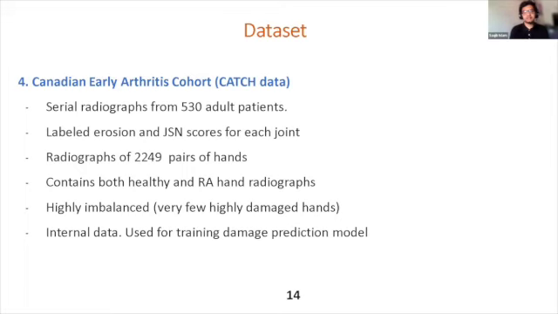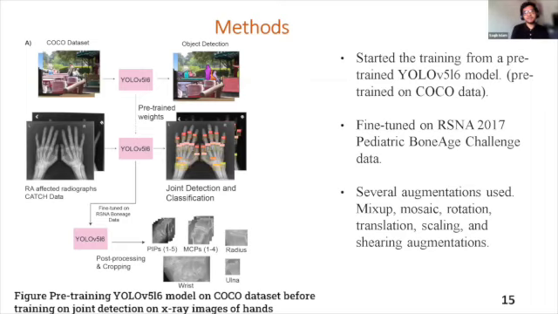So that's a mouthful about the data sets used in the project. Now we'll move on to the methods that we tried using the data sets. We first started training from a pre-trained YOLO V5L6 model, which is state-of-the-art in the literature for object detection and computer vision. This was pre-trained on the COCO data set first, and the weights were saved. Later, the model was fine-tuned using the pediatric bone age challenge data. And then, after fine-tuning, we used this object detection model with its saved weights to detect joints in the CATCH data set.